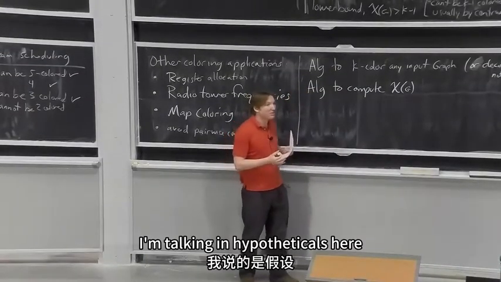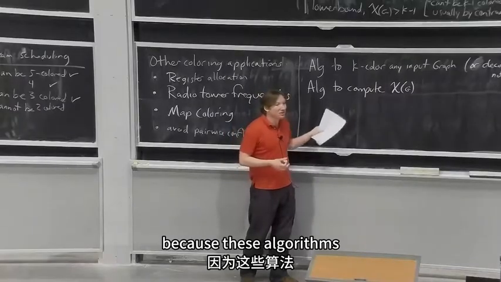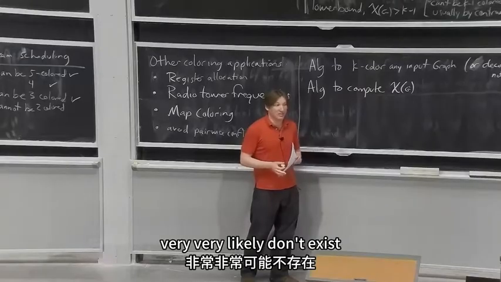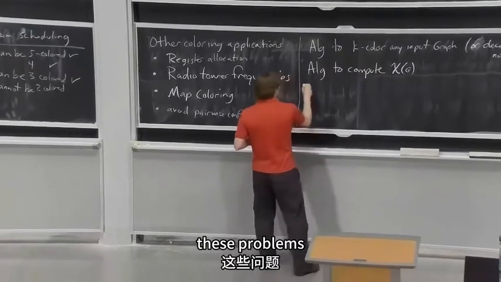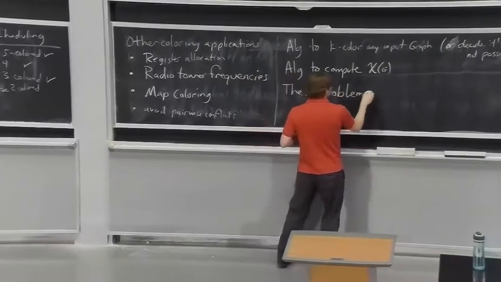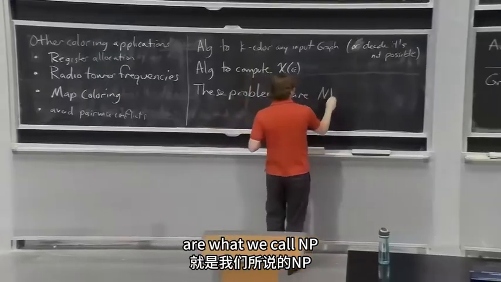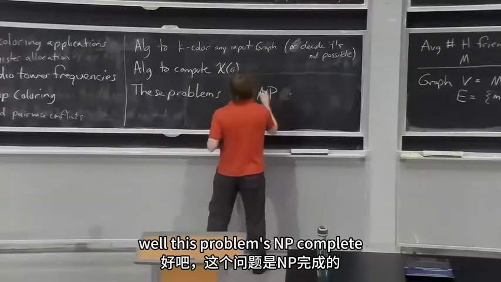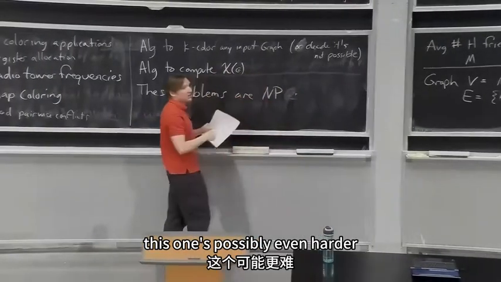Unfortunately, I'm talking in hypotheticals here because these algorithms very, very likely don't exist. These problems are what we call NP. Well, this problem's NP complete. This one's possibly even harder.